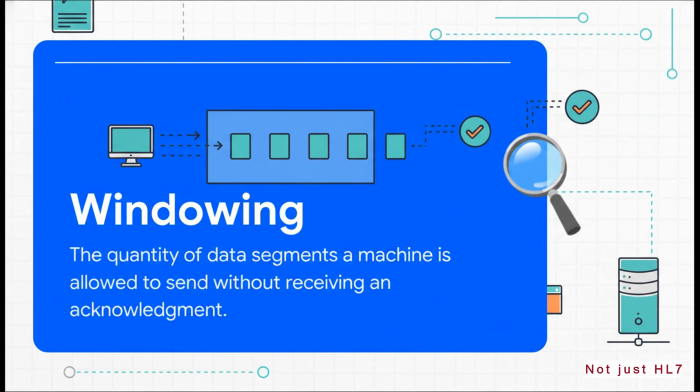To speed this all up, we use a technique called windowing. The window is just the amount of data the sender is allowed to transmit before it has to pause and wait for an acknowledgement from the other side.